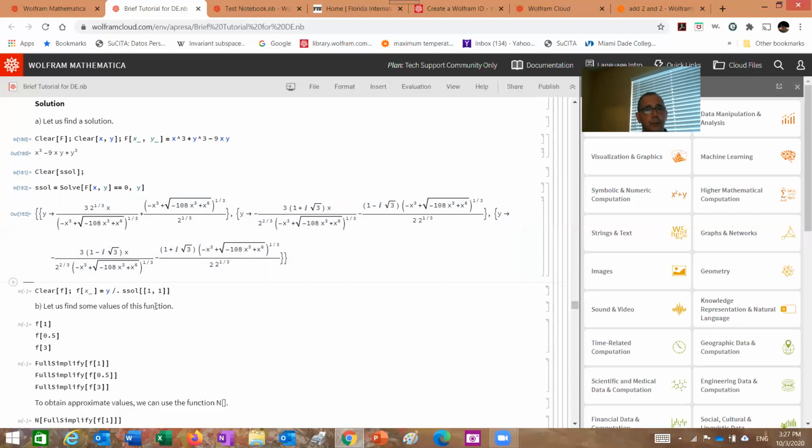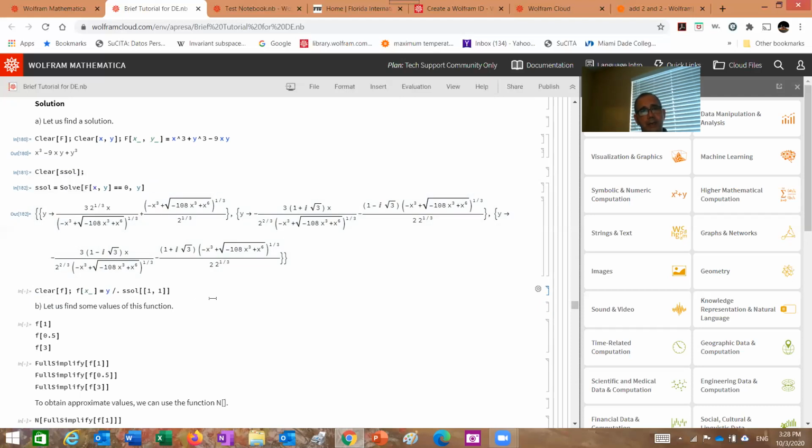Now we are going to introduce a name for the one that we're going to use. We're going to use the first one here, the first solution, and we are going to use that one to define the function f. So I'm going to clear the f, and I'm going to define f evaluated at x_ is equal to the expression y, where we use this rule. And then here, remember, sol represents the whole list of all the rules. When we put the 1,1 here, we are talking about the first rule only.